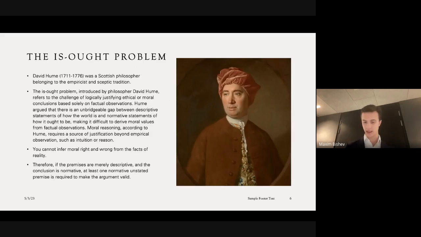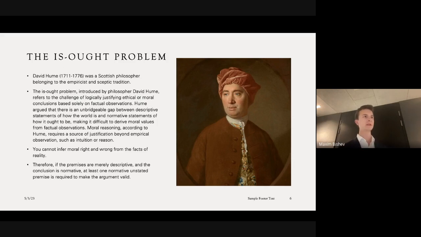Okay, that's unstated premises. Now, you don't have to read all that, but this guy is David Hume. He was a Scottish philosopher, an empiricist, and a skeptic. And one of the things he's most famous for is what's called the is-ought problem. It's quite famous. And what he did was he looked at a number of propositions and he divided them into descriptive propositions and normative propositions.